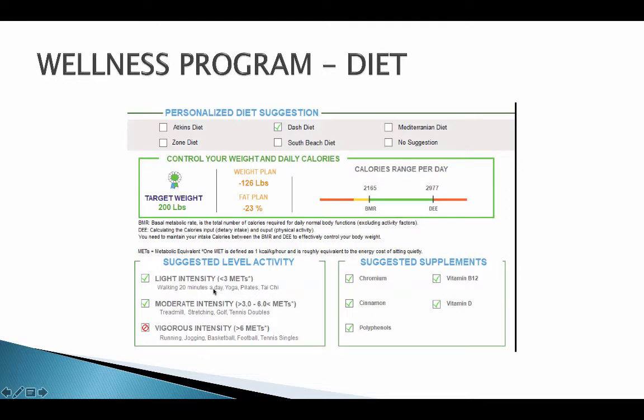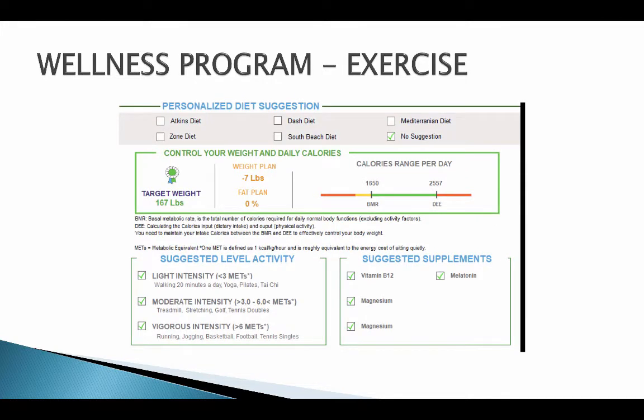This person is recommended to walk 20 minutes a day and do some light exercise in addition to some moderate intensity exercise such as stretching, treadmill, and consideration of tennis or golf. And then based on the results of your test, they will also recommend certain nutritional supplements. This person is in a little bit better shape. They're recommending vigorous activity. They have a double dose of magnesium recommended.